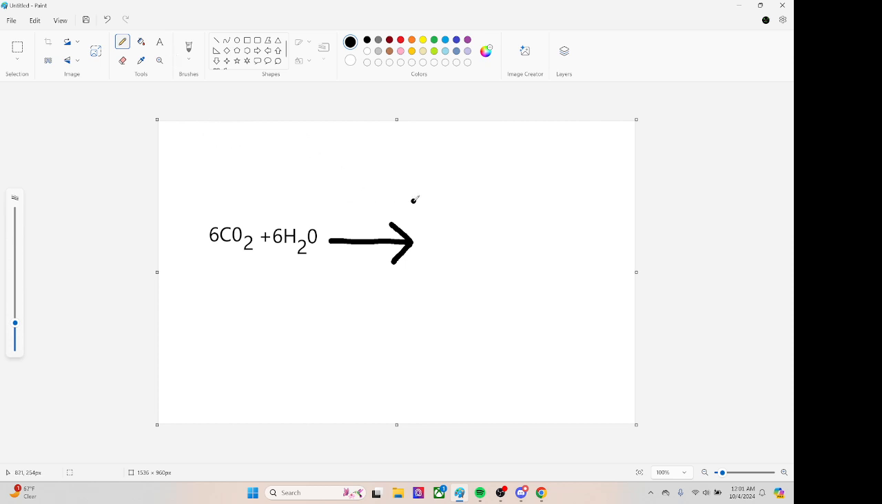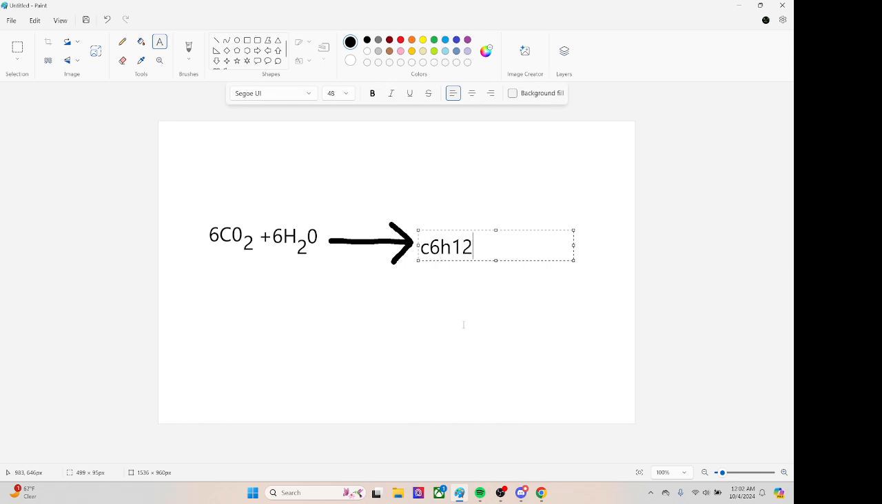But here we have a problem. It turns into glucose. This is something you've got to know 100%. Be sure to remember glucose: C6H12O6.